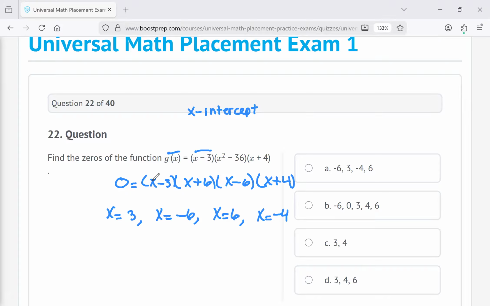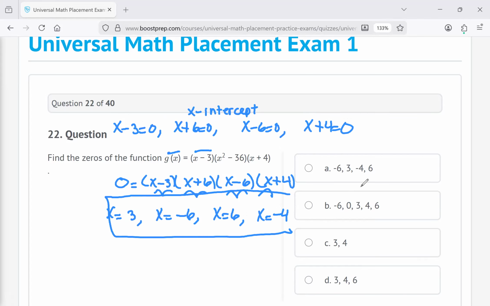I kind of did it in my head, but what I'm really doing is setting each parentheses to 0, right? So I'm setting x minus 3 equals 0, x plus 6 equals 0, x minus 6 equals 0, and then x plus 4 equals 0. And then I just go ahead and solve for x. So these are my x values: positive 3, negative 6, positive 6, and negative 4. Is that A? Yeah, positive 3, negative 4, yes. Positive 6, yes. And negative 6, yes. Okay, so letter A.